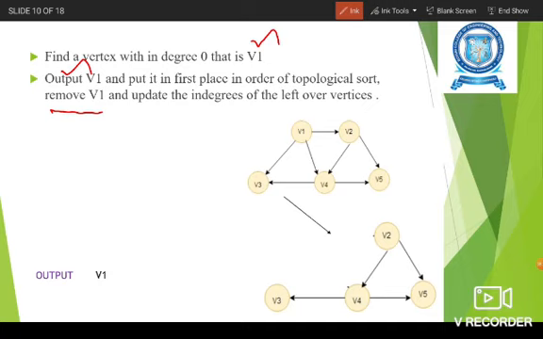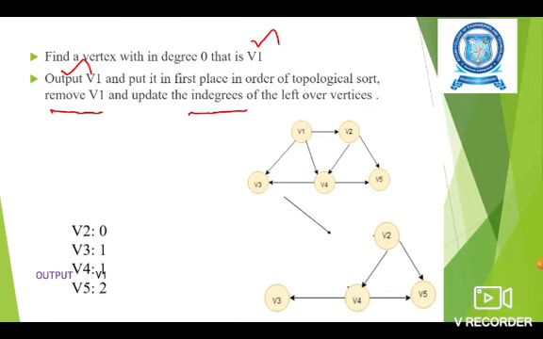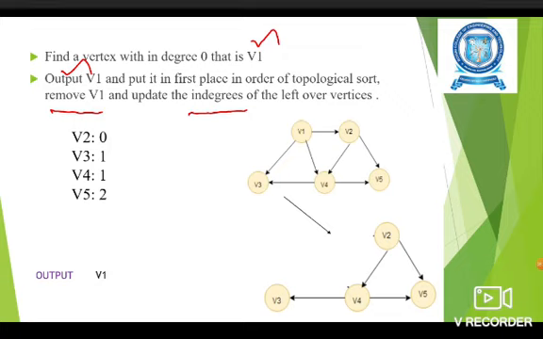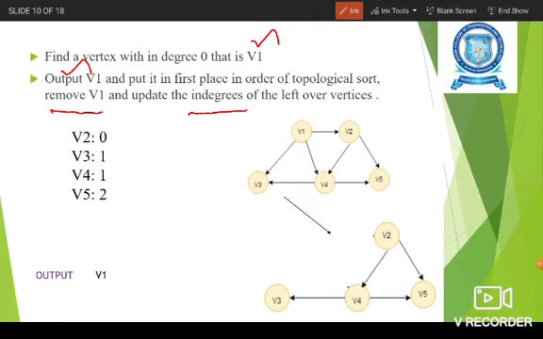After deleting the edges, you have to recalculate the integers. Okay. So now for the new graph, V2's integrity is 0, since we don't have any incoming edge. For V3, it is 1. And V4, it is 1. V5, we have 2 incoming edges, so it is 2.